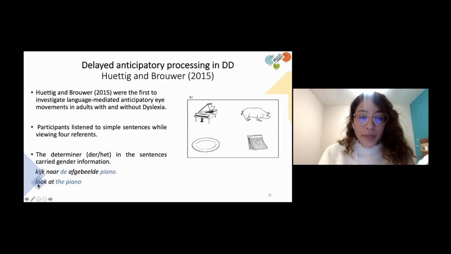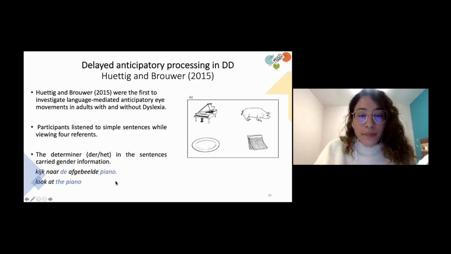This study was done in Dutch, where the determiner could carry information about the gender of the upcoming noun. So for example, here de is used for common nouns, whereas het is produced for neuter nouns. So when a person hears de in a sentence, they should be able to predict that the word that will come next is going to be a common noun, and they should guess that this is going to be a piano. So out of the 4 referents, they should start looking at the piano before the word piano is even said.